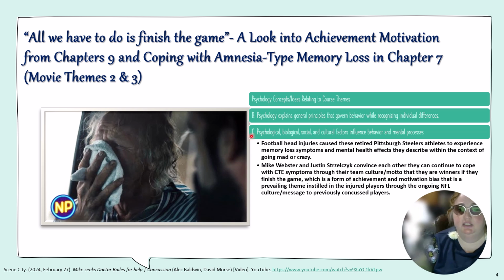This scene is attached to movie themes 2 and 3 and the psychology concepts and of course themes B and C, as you can see here on the screen.